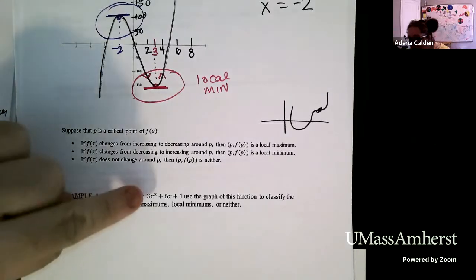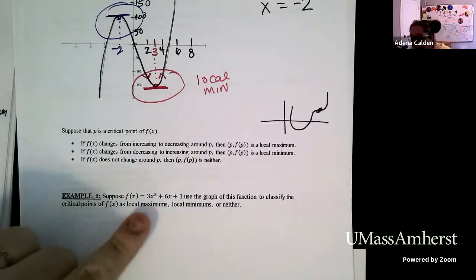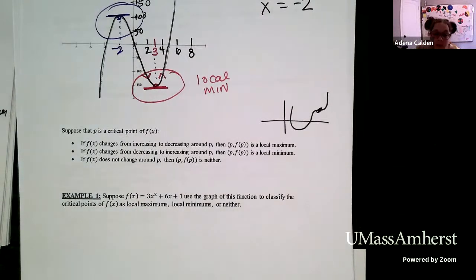And then you want to use your calculator to graph this function to see if at that critical point or critical points, it looks like you have a local max, a local min, or neither. Okay, so I want you to try this. I'm going to give you 2-3 minutes.